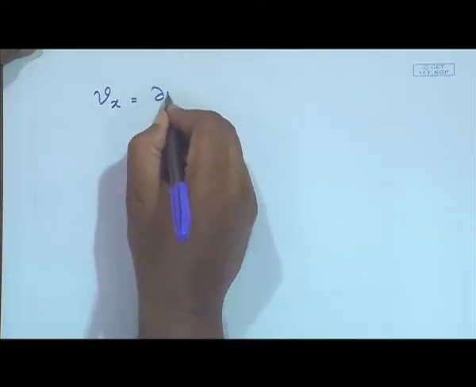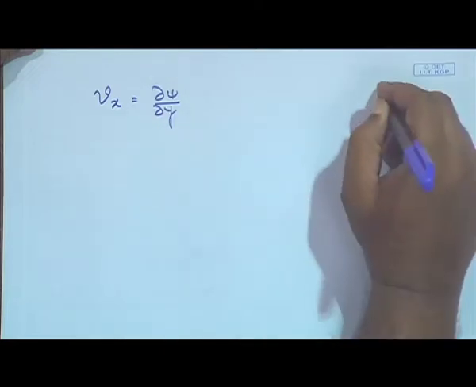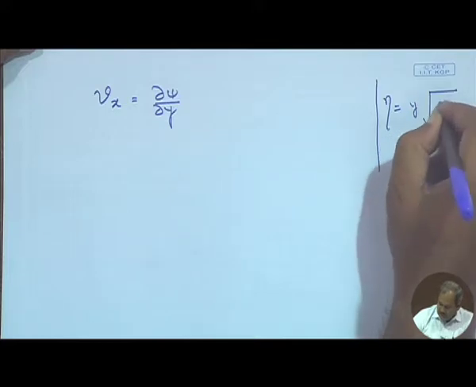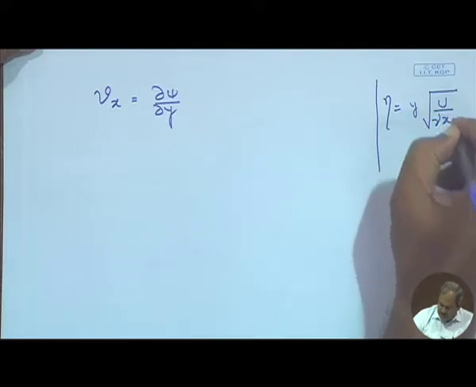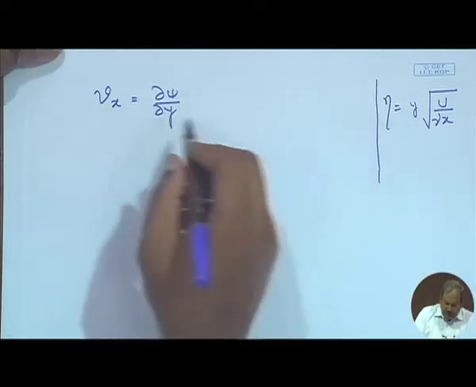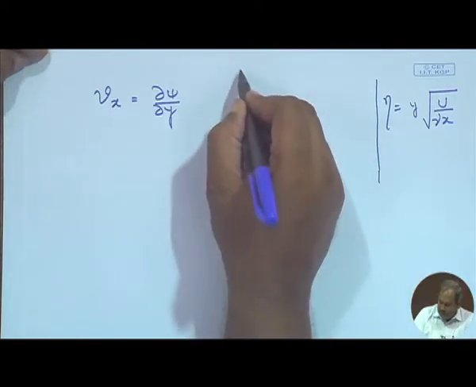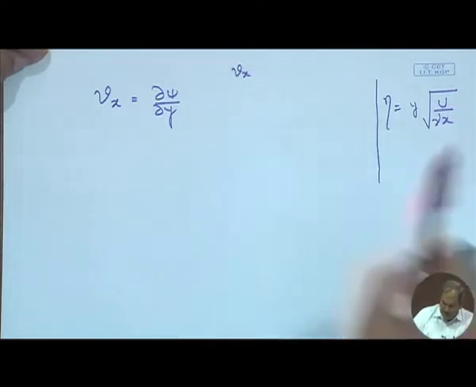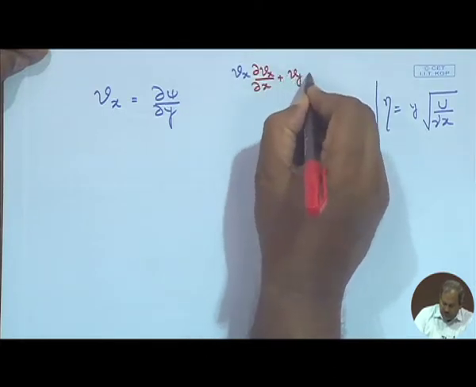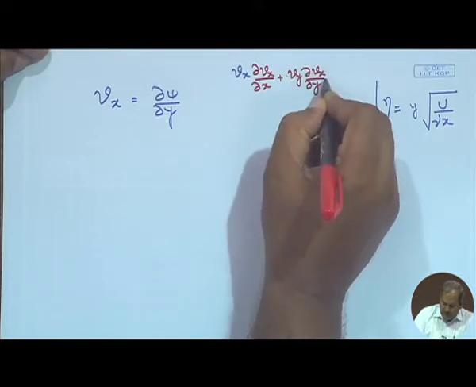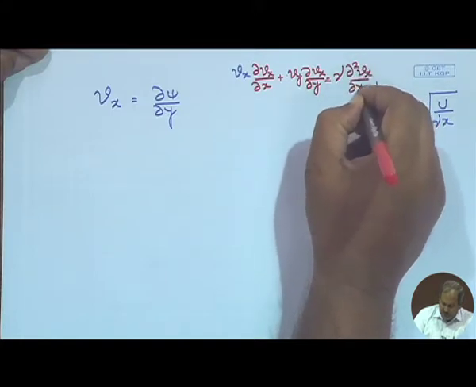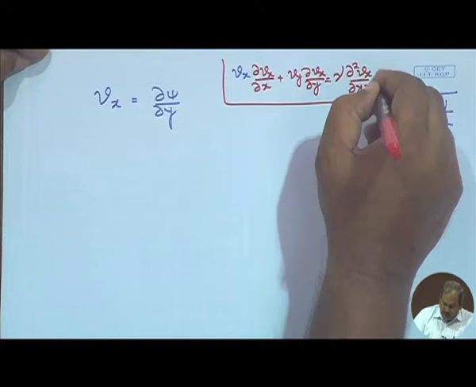So we start from that point, and what we first do is, using the definition of Vx, which is del psi by del y, and I would write here how we have defined eta. This is how we have defined eta, and I would show you just one example. The governing equation is Vx del Vx del x plus Vy del Vx del y equals kinematic viscosity times del square Vx by del y square. So this is the governing equation.